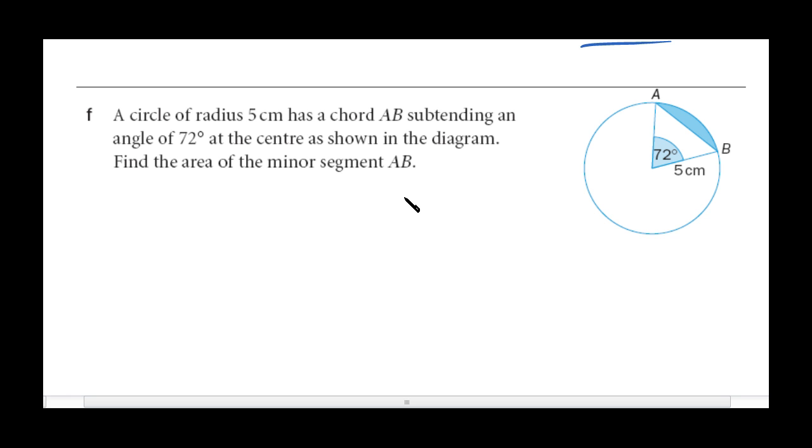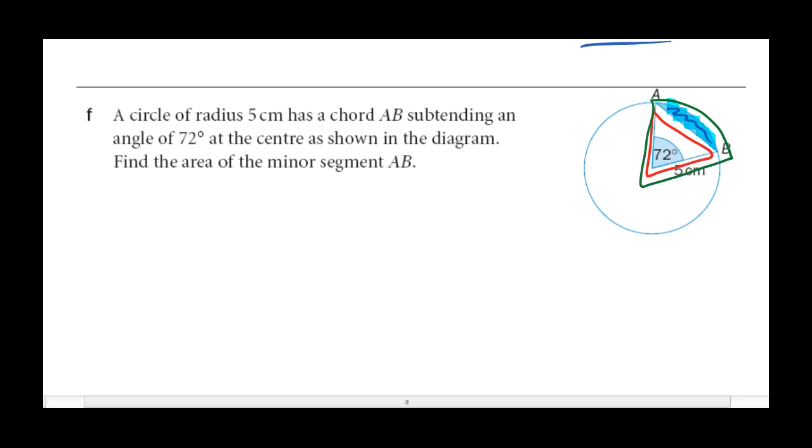F. Now we've got this shape here, and we want to find this shaded area here. So the first thing we need to do is find the area of the triangle and the area of the sector. If you take the triangle away from the sector, you will be left with just the shaded area there.